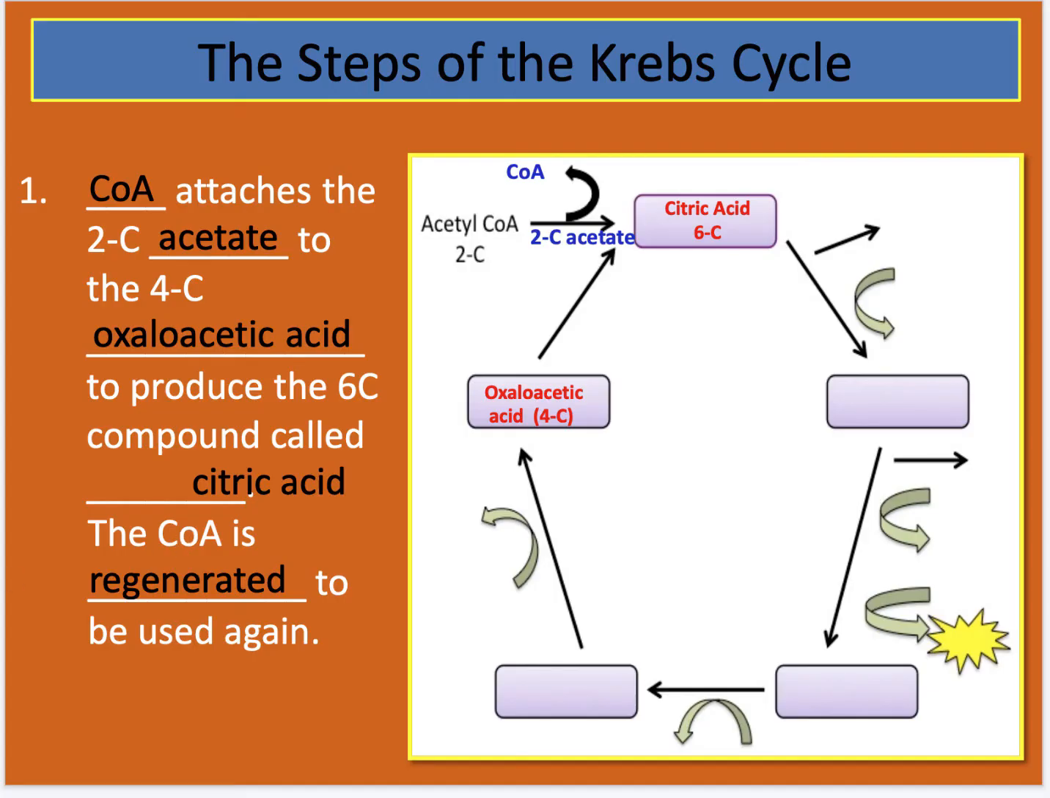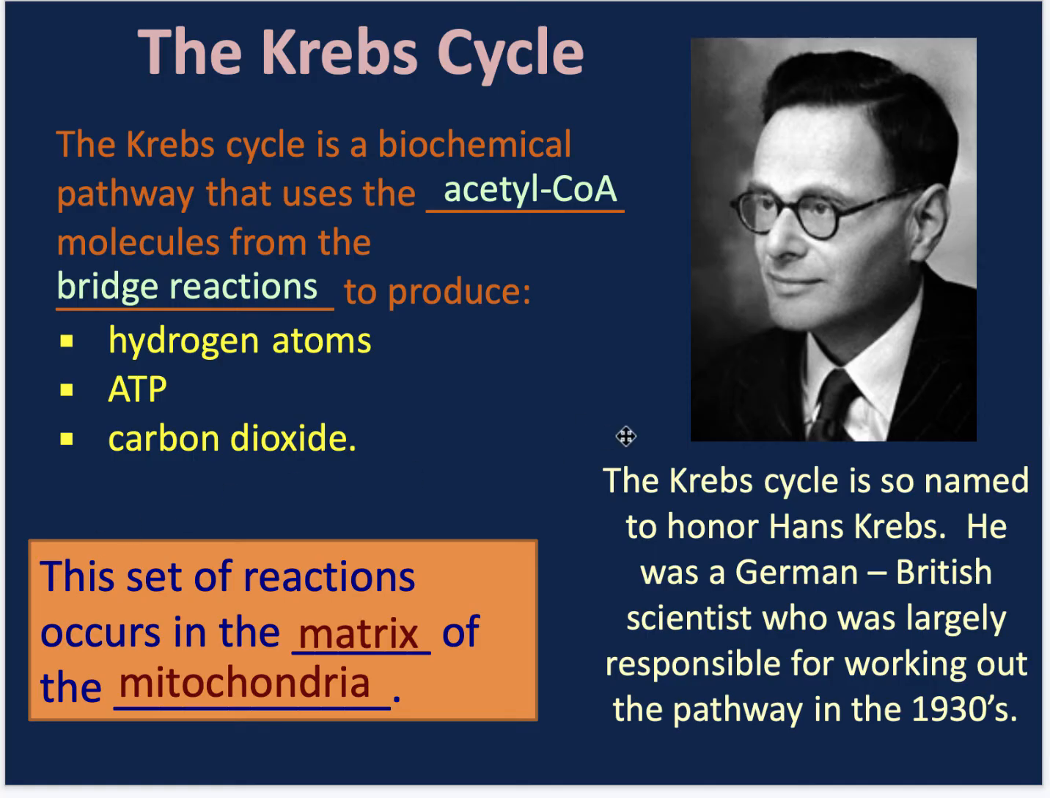Okay, the Krebs cycle. Whoa, I'm going too fast. The Krebs cycle, hey, what do you know, was named after this dude named Hans Krebs, and he worked this out in the 1930s. The Krebs cycle is also a chemical reaction that uses the acetyl-CoA to make hydrogen atoms, ATP, and carbon dioxide. This set of reactions occurs in the matrix of the mitochondria. All you need to worry about is the Krebs cycle occurs in the mitochondria.